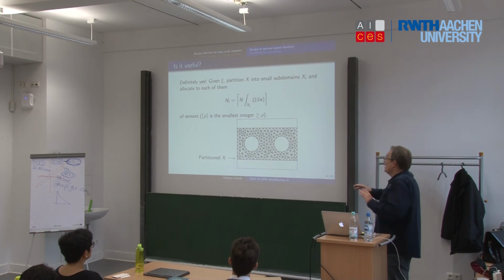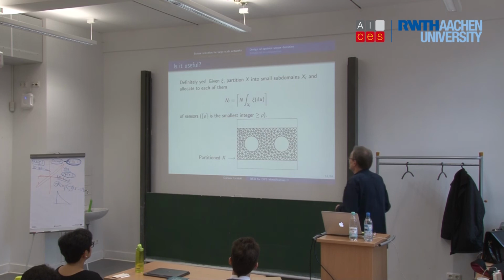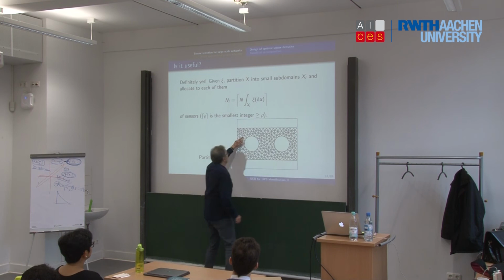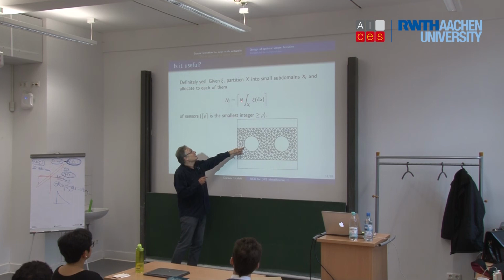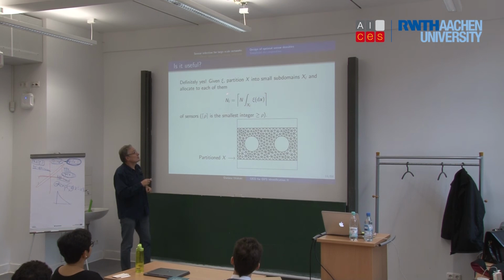When we assume that we have such a measure, how can we interpret it in practice? We can partition the region where the measurements can be taken into smaller regions. Such a partition is something natural when we use the finite element method, for example. And at each region, we locate the number of sensors, which is the following. This is the total number of sensors. We multiply it by the measure of a given subregion, and we round it up. So the number of sensors at a given subregion can be computed in this way.